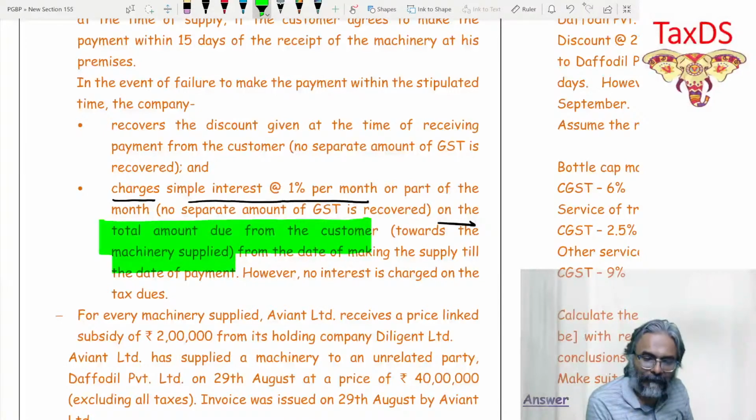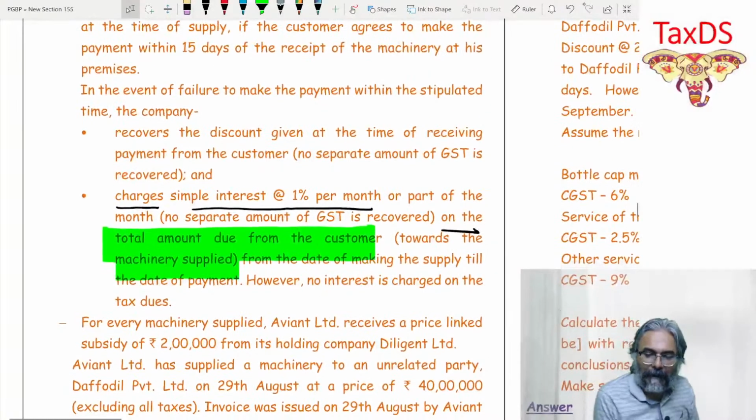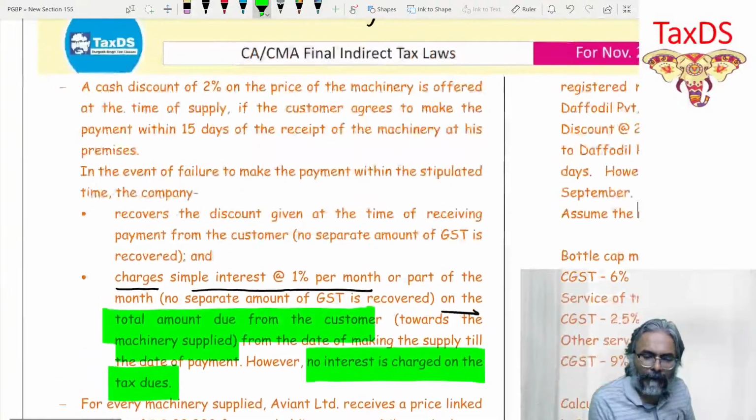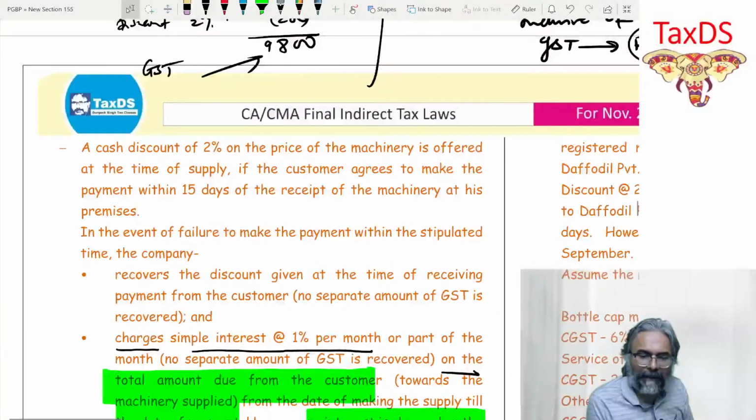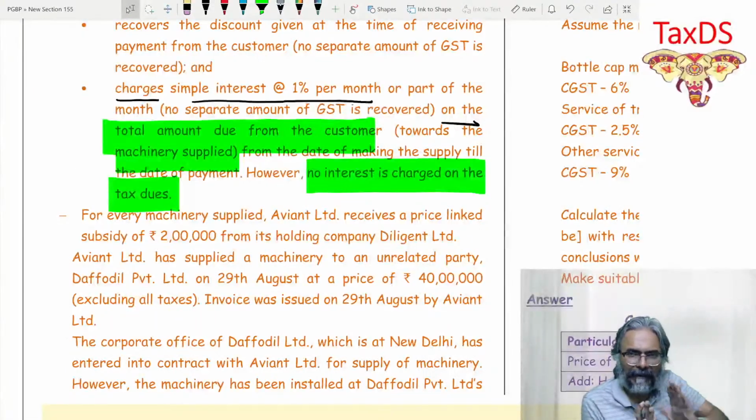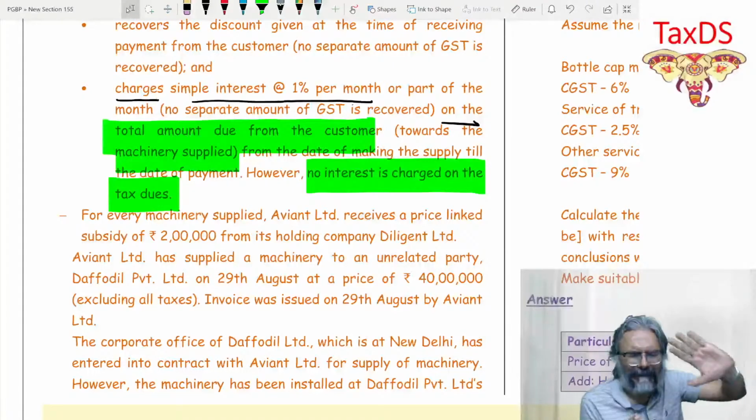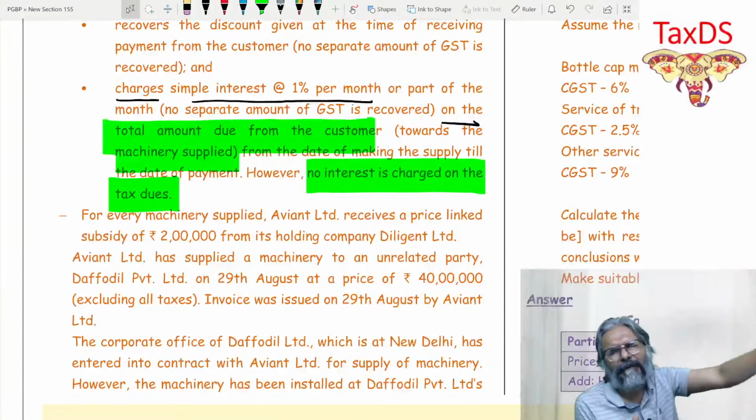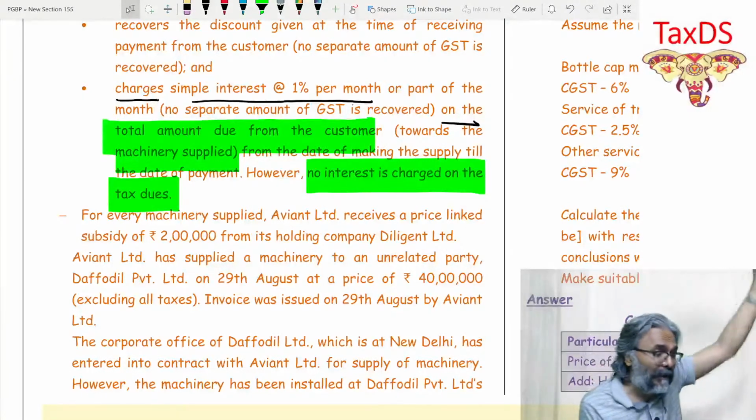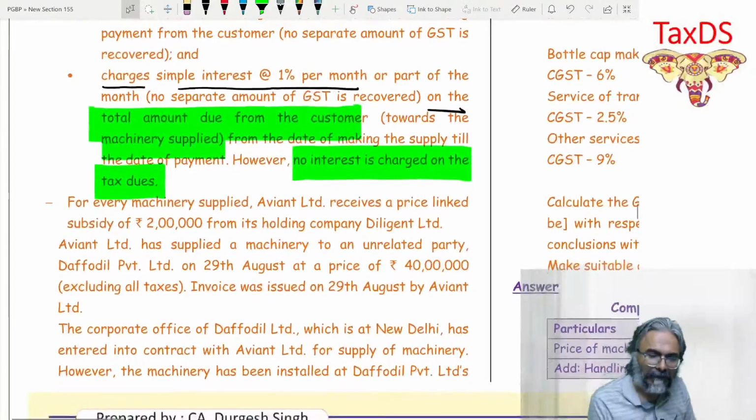Okay, that is what it is. No interest is charged on tax due. That is one thing which we all know. Now, students, tell me one thing. This discount of 2% and then the interest, that is after 15 days only. We assume that you would pay, and if you pay, then nothing would be done. But if you don't pay, not only am I going to reverse the discount, I'm going to additionally charge you interest. That is what the position is.